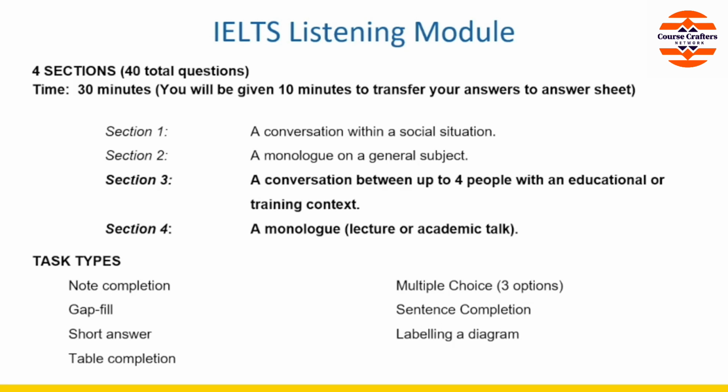As you remember, we had 4 sections. Section 1 is going to be a conversation within a social situation. Section 2 is going to be a monologue on a general subject. Our section 3 is going to be a conversation between up to 4 people within an educational or training context. And our final section 4 is going to be a monologue as a lecture or academic talk.